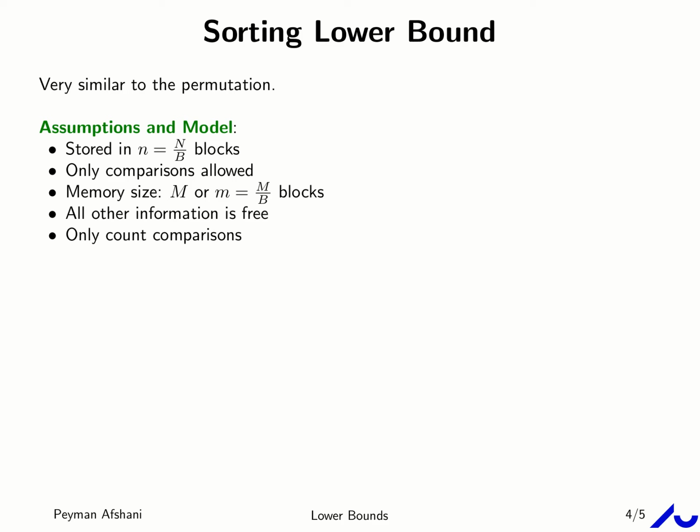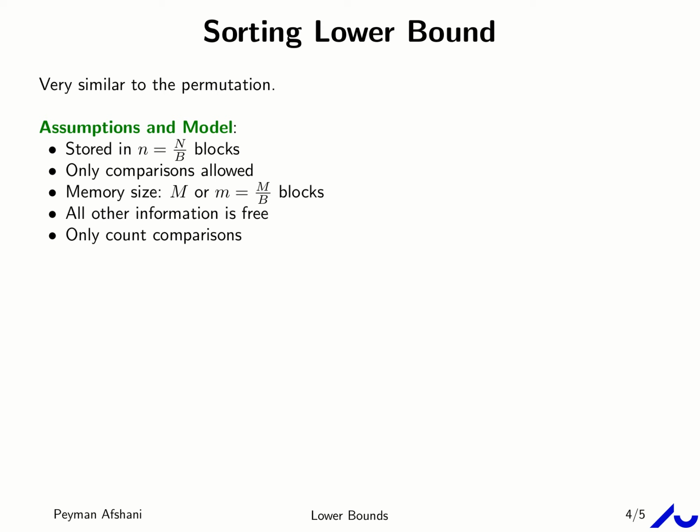Finally, we would like to prove the sorting lower bound. This is very similar to the permutation problem. In fact, the permutation problem can easily give us a lower bound for sorting as well, because to be able to sort, I need to create the sorted permutation of the input items. So at least it is as difficult as the permutation problem.